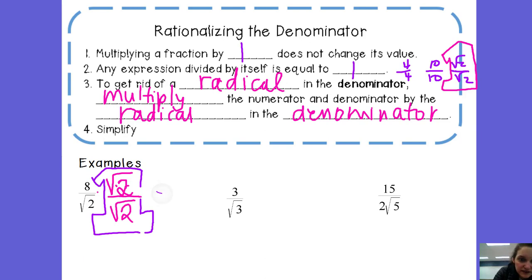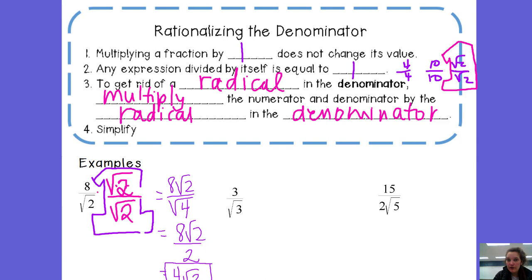So 8 times root 2 is 8 root 2. Root 2 times root 2 is root 4. Well, we know what root 4 is. Square root of 4 is 2. And then I can simplify these whole numbers, these coefficients. 8 divided by 2 is 4. So I'm left with 4 root 2.